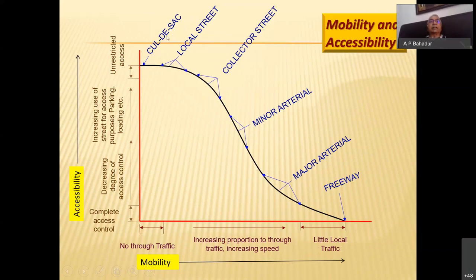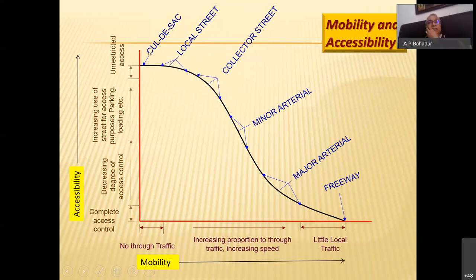And it is called the cul-de-sac. Cul-de-sac means your access street, your colony street, as you must have seen. And then of course, in between you have some level of mobility and accessibility, major arterial or a national or state highway. And then as the accessibility increases and mobility decreases, you have minor arterial or MDRs.